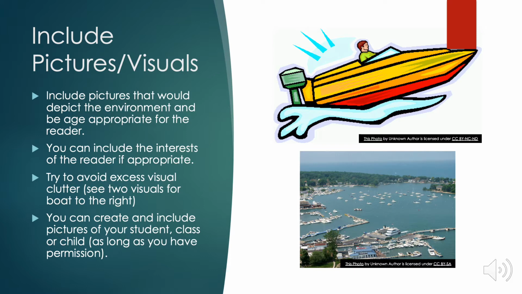Include pictures or visuals if possible. Include pictures that would depict the environment and be age appropriate for the reader. You can include the interest of the reader if appropriate. Try to avoid excess visual clutter. Notice the two visuals for the boat on the right. Both images have a boat in them, yet one image is more clearly understandable as a boat. You can create and include pictures of your student, class, or child as long as you have permission.